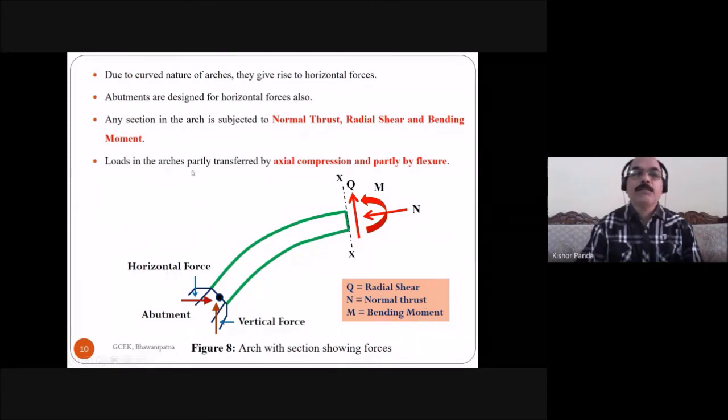Loads in the arch are partly transferred by axial compression and partly by flexure. What is the load acting on the arch? Part of the load is transferred by axial compression, and part of the load is transferred by flexure.